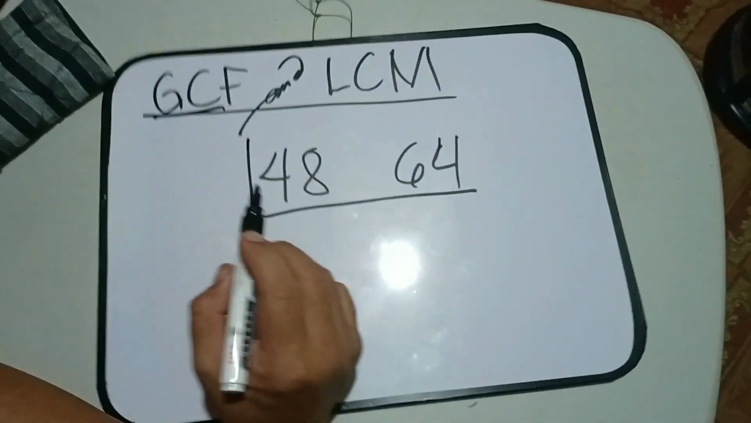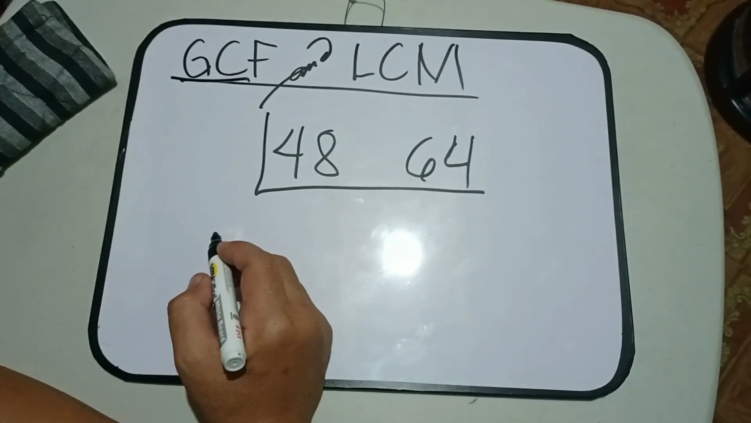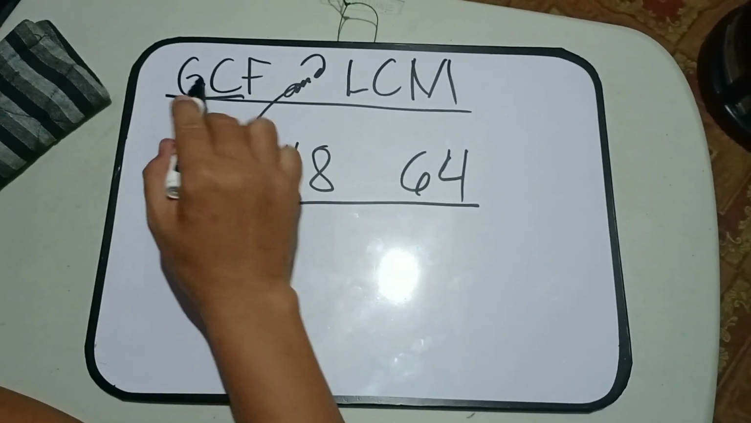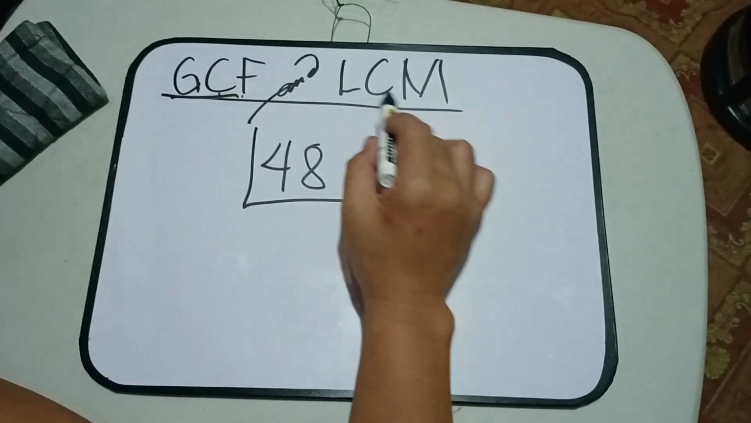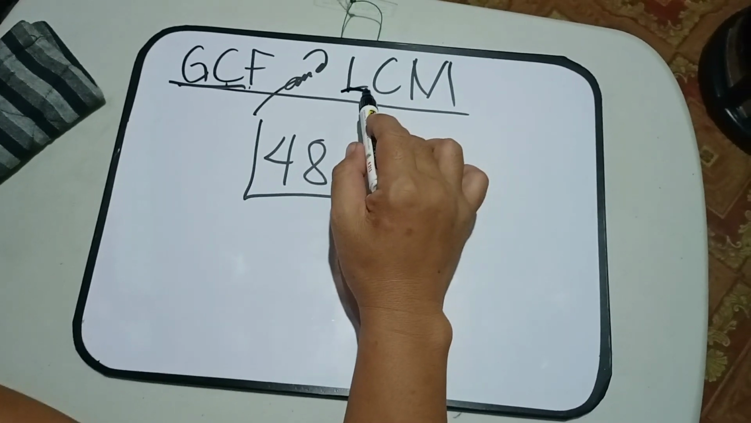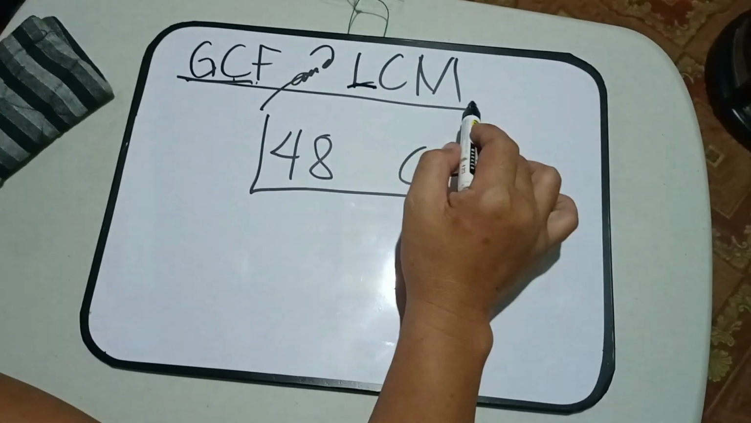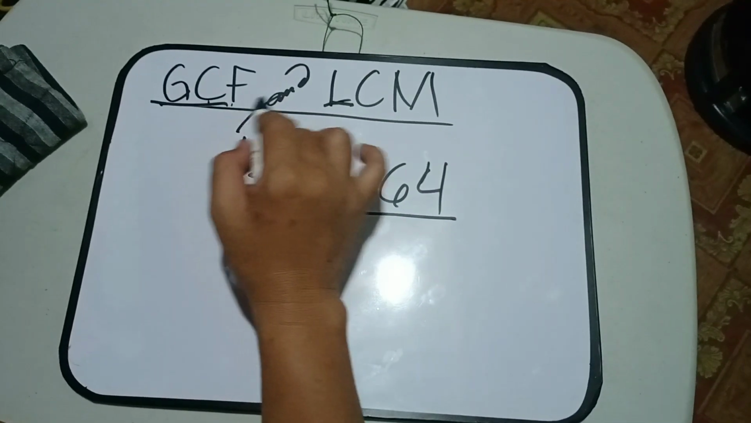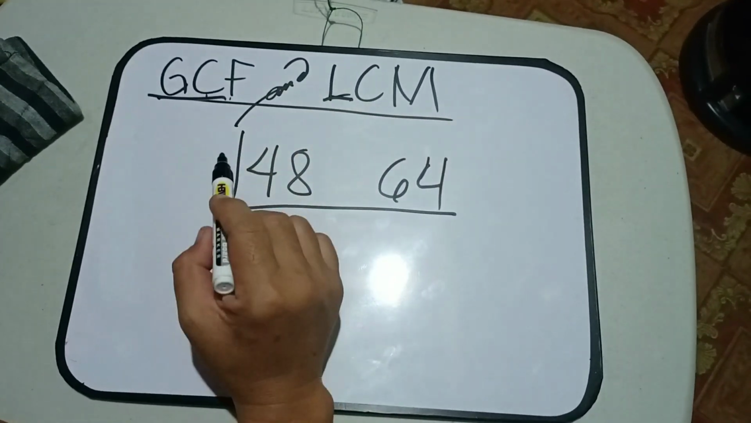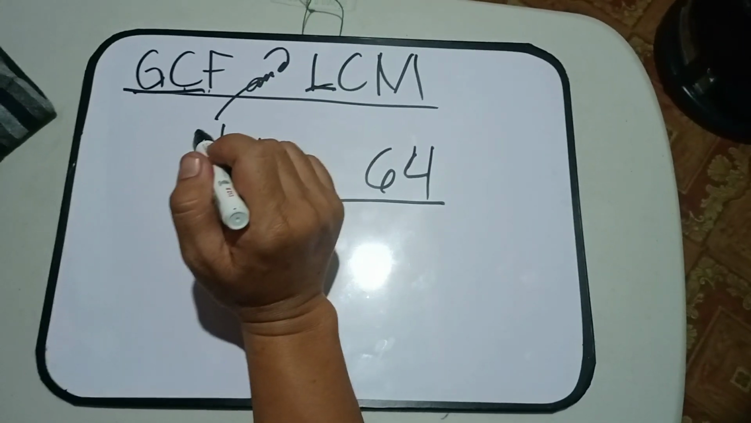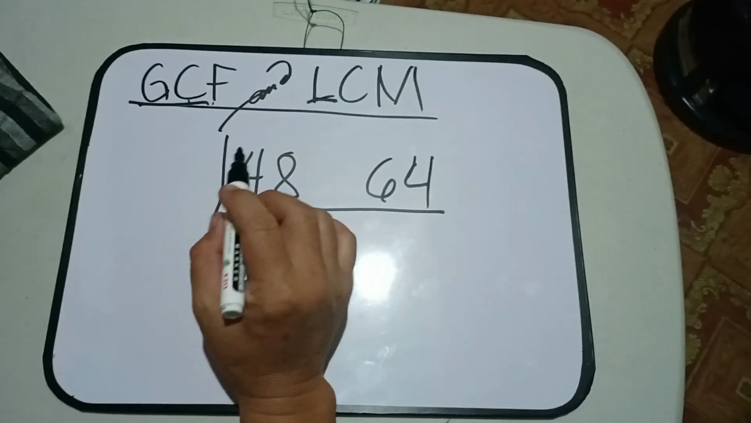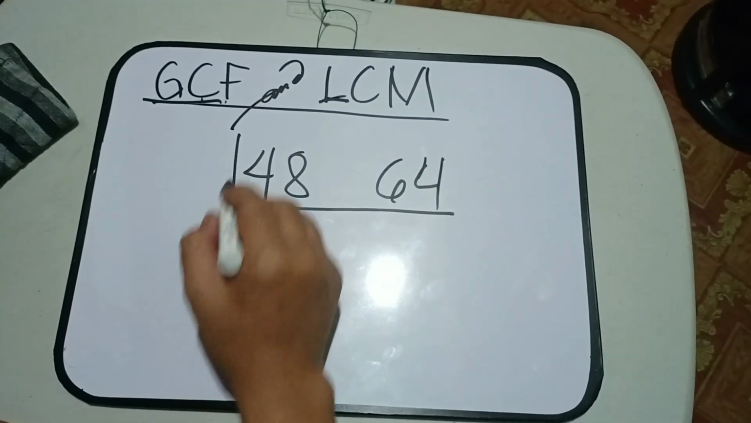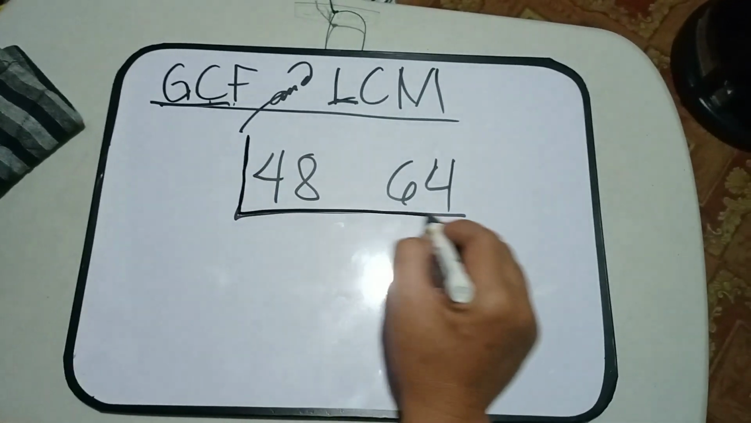GCF represents the greatest common factor, while LCM represents least common multiple. Okay? So, the greatest common factor at saka least common multiple. So, finding the greatest common factor muna tayo. So, in finding the greatest common factor of 48 and 64, we are going to use the continuous division.